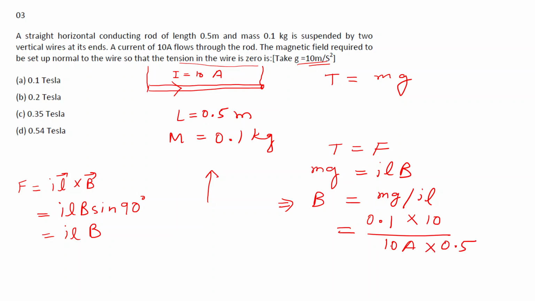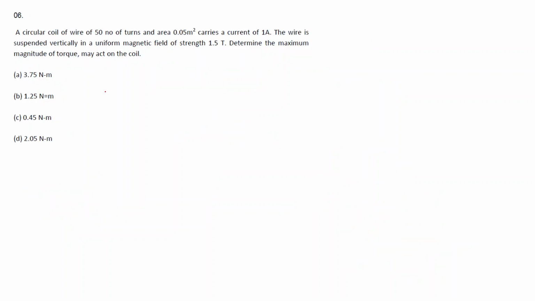Now, this will be cancelled, so let's just calculate 0.1 divided by 0.5, that will be 0.2 Tesla. So the correct answer is 0.2 Tesla. Okay. Now the next question.